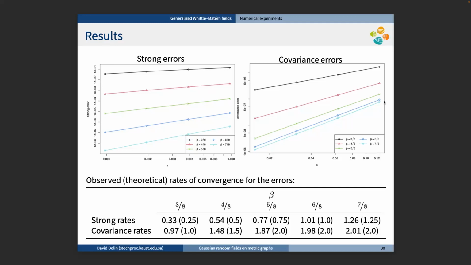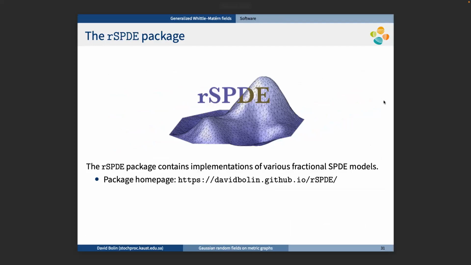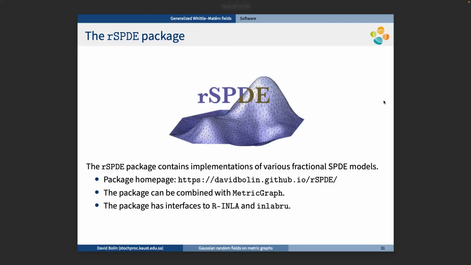Right, so that works, and we have also implemented this. So we have this other R package called rSPDE that contains a lot of methods for dealing with fractional order stochastic PDEs. And among other things, this package can be combined with this MetricGraph package to implement these models. And again, this has an interface to inlabru, so you can also define these fractional order models and include them in general Bayesian hierarchical models.